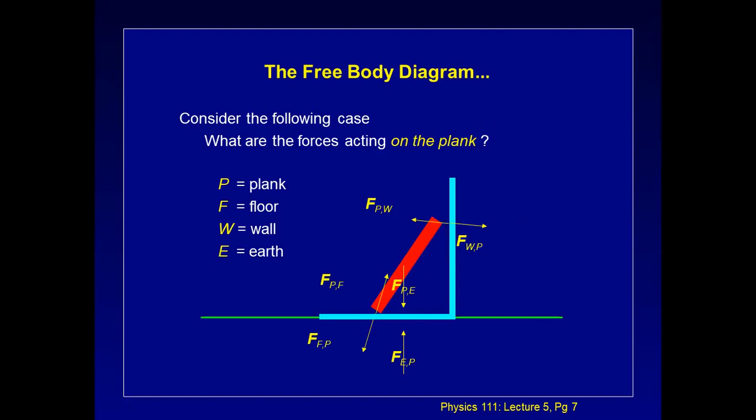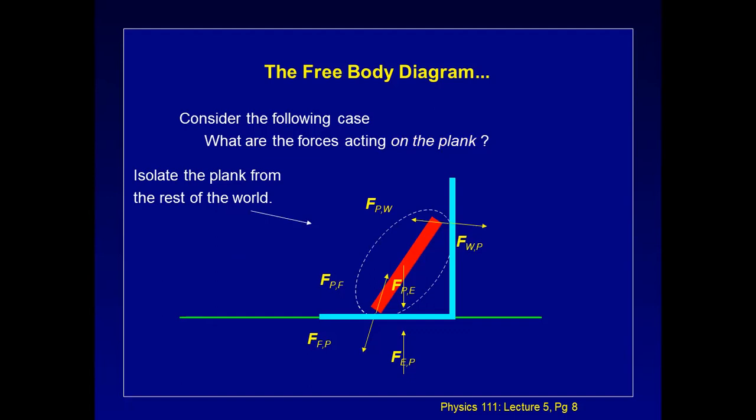You can see in this free body diagram of the plank we have the forces acting on the plank as it is leaned on the side: F_PW and F_WP. Now, F_PE points downwards and F_EP points upwards. F_PF points upwards and F_FP points downwards.